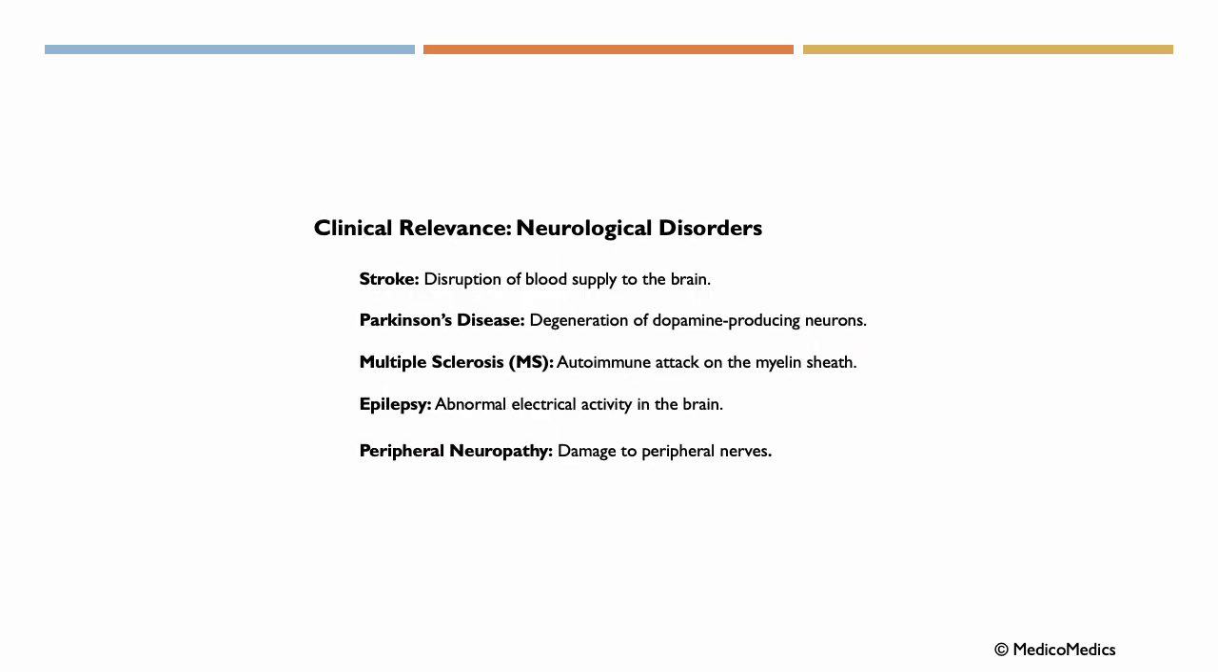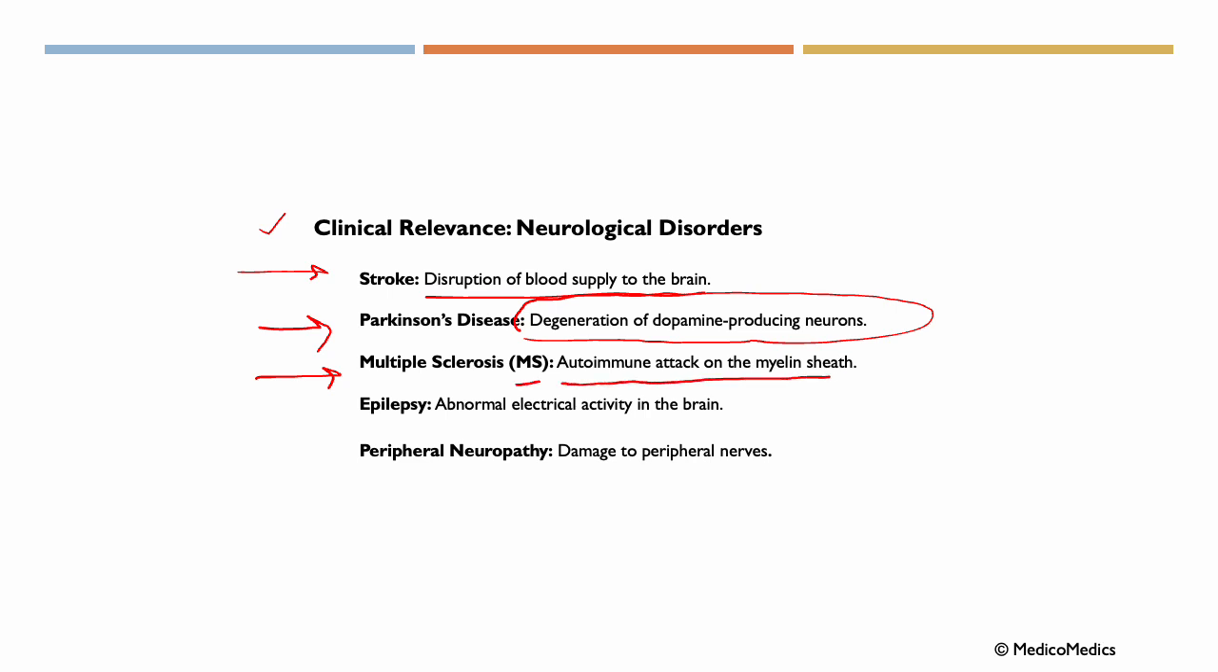Now, let's briefly mention some neurological disorders. So we can have a stroke, where there is a disruption of blood supply to the brain. We can have Parkinson's disease, where there is a degeneration of dopamine-producing neurons. We can have multiple sclerosis, MS, where there is an autoimmune attack on the myelin sheath. We can have epilepsy, where there is abnormal electrical activity in the brain. We can have peripheral neuropathy, so damage to the peripheral nerves.